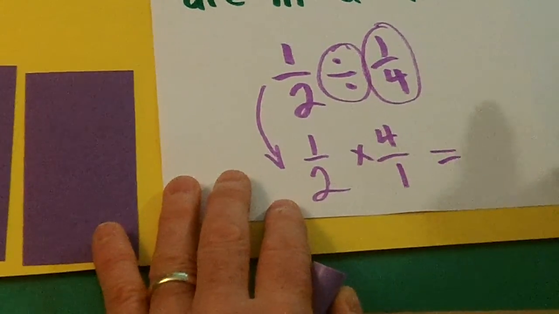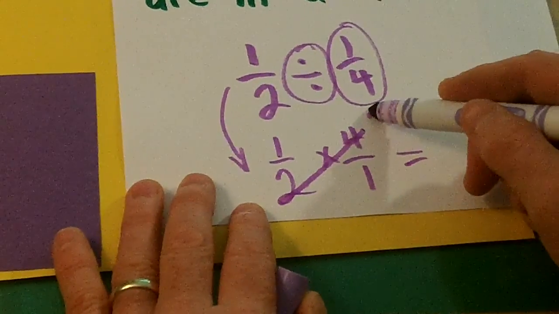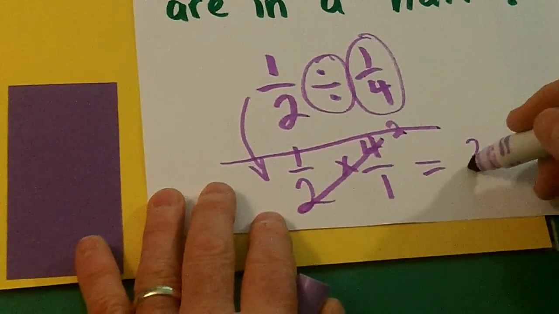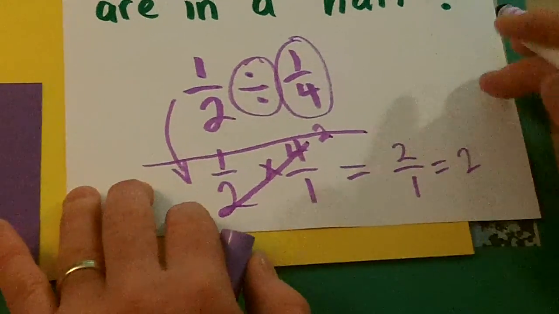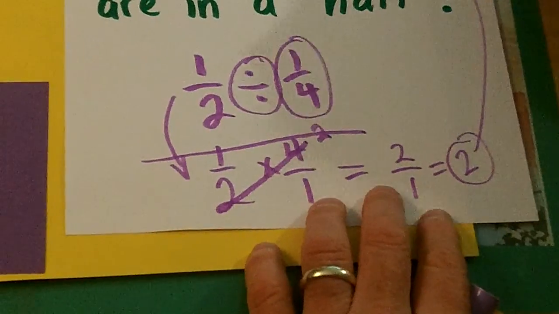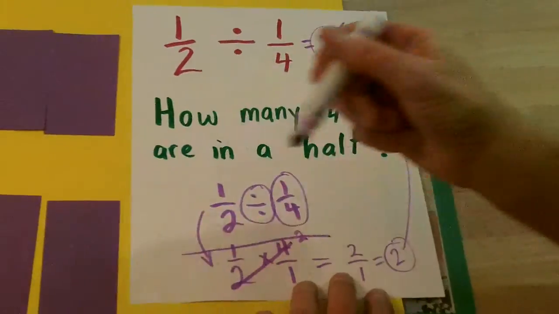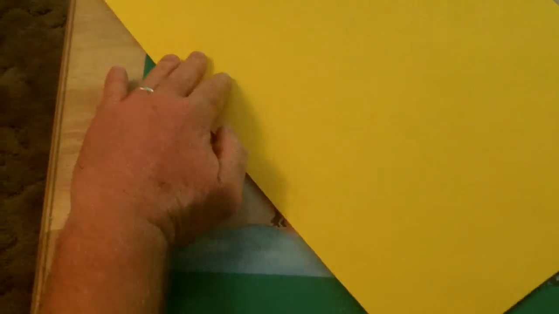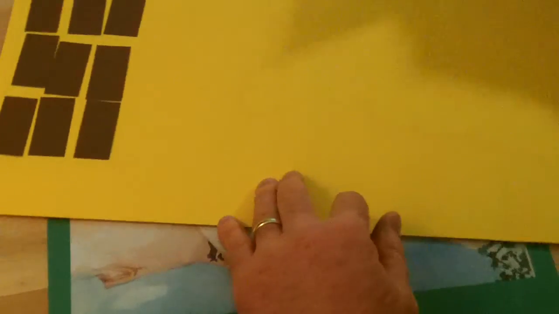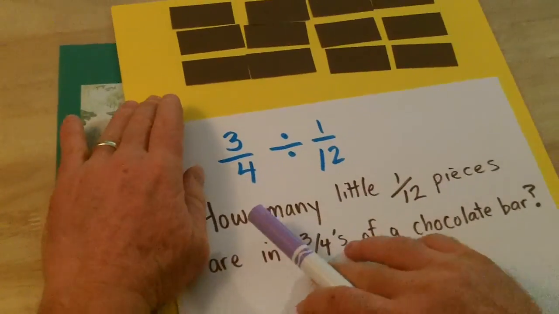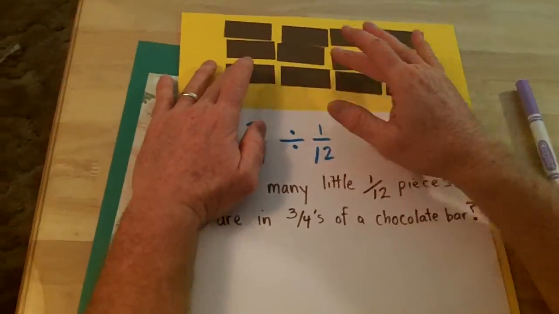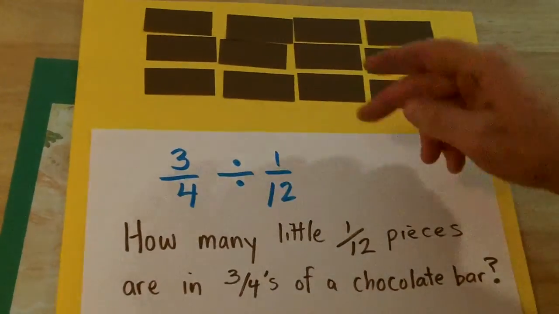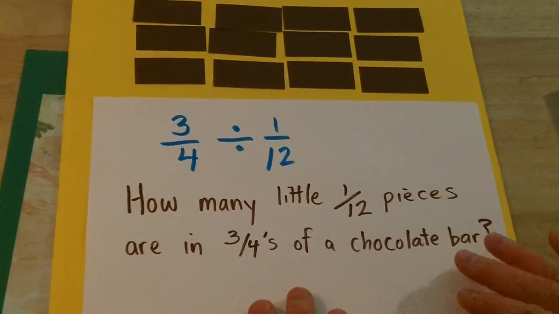Now it's a multiplication problem, and we can cross cancel, get 2 there. Now we multiply across and get 2 over 1, which is equal to 2. And that checks our answer that we got in our diagram. Okay? Now let's go to the next problem. Let's say we have a Hershey bar that's divided into 3 rows of 4 each.